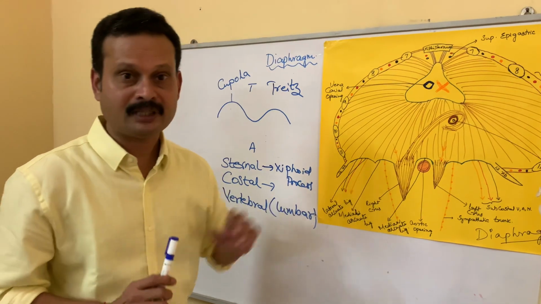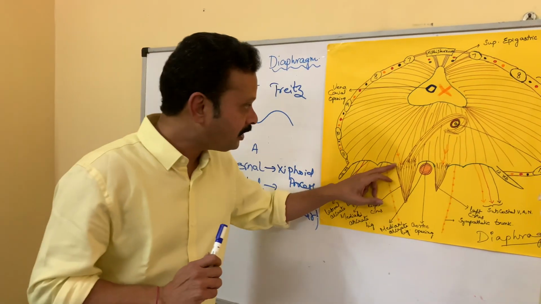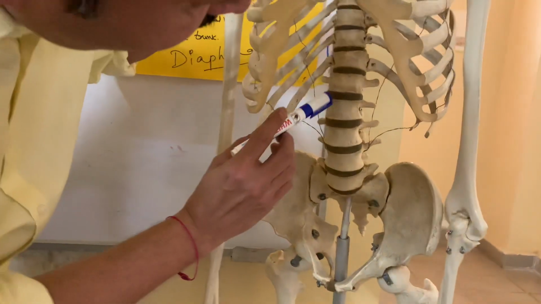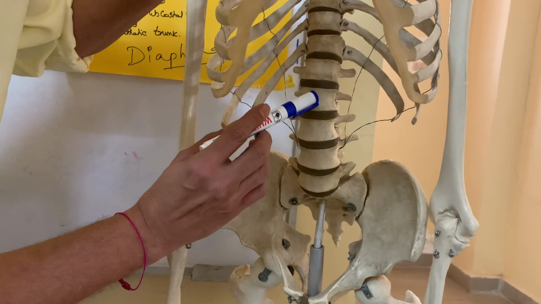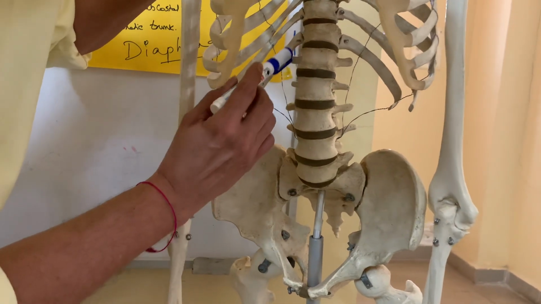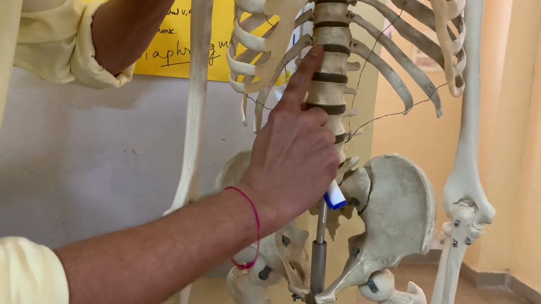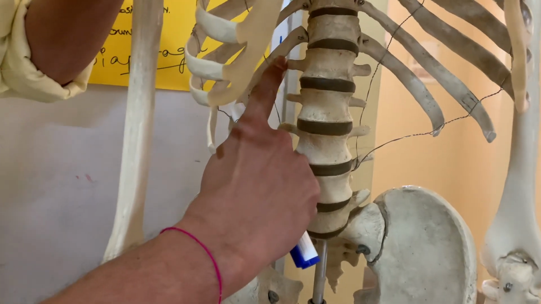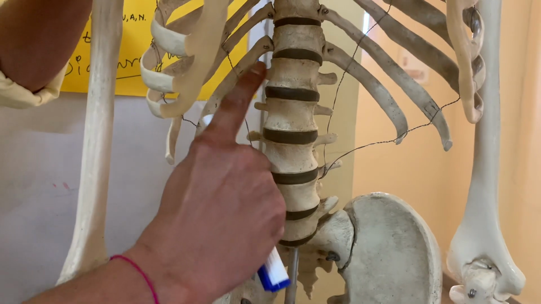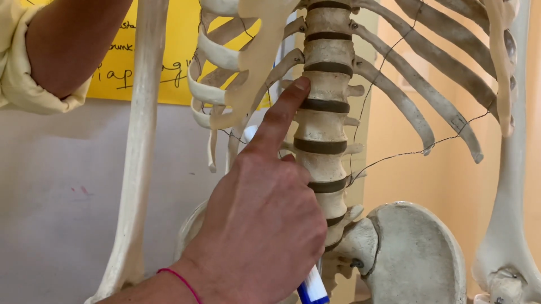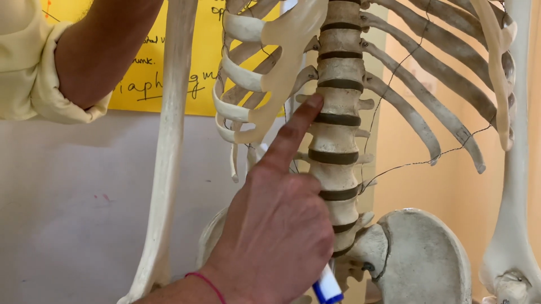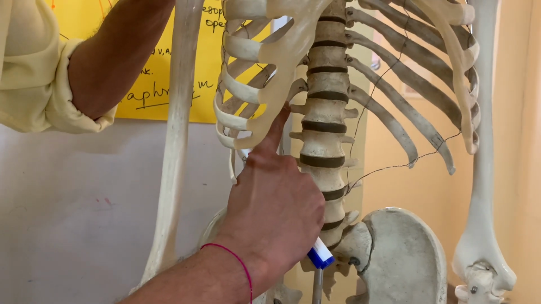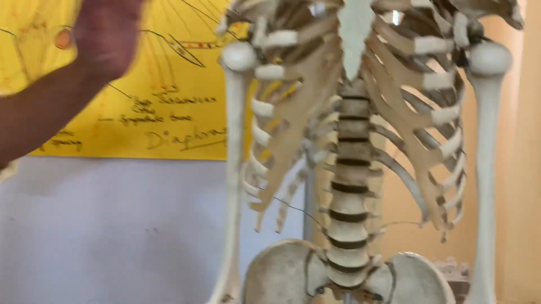medial lumbocostal arch. This medial lumbocostal arch extends from the body of the first or second lumbar vertebra to the transverse process of the first lumbar vertebra. From the body of the first lumbar vertebra to the tip of the transverse process of the corresponding lumbar vertebra. So this ligament, also called the medial lumbocostal arch or medial arcuate ligament, extends from the body of the first or second lumbar vertebra to the tip of the transverse process of the first lumbar vertebra.